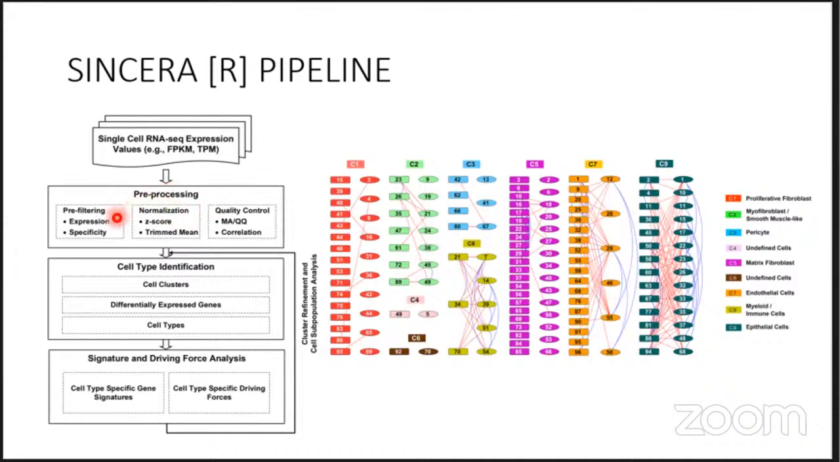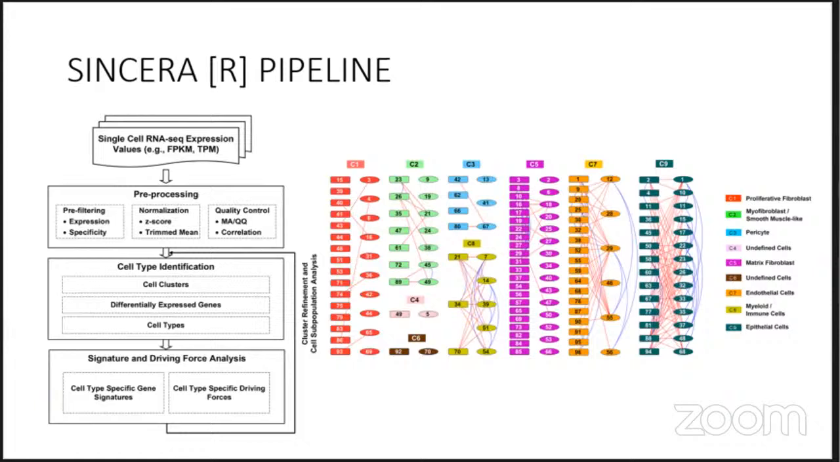It will do the pre-filtering based on the expression and the specificity. Then it will normalize the count matrix based on the Z score and the trimmed mean. Then it will perform the quality control using the correlation matrix. And then the second step is the cell type identification using the cell cluster, then the differentially expressed genes from the cell clusters and the cell types. Then it will make another matrix for each cell, showing what are the highly expressed or the down-regulated genes. And this is how the workflow goes.